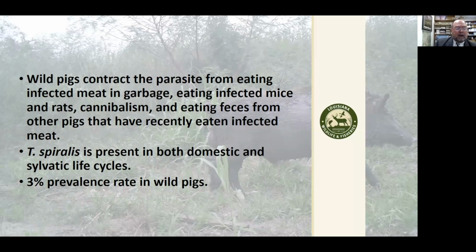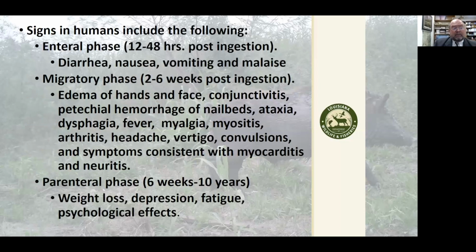So we see about a 3% prevalence rate for trichinosis. So about 3 out of 100 animals will have that. By the way, most of these diseases we're talking about have nearly been eradicated in domestic pigs. So they're raised in confinement in most cases and aren't exposed to these things, whereas on the landscape, they still are exposed. So trichinosis is zoonotic.